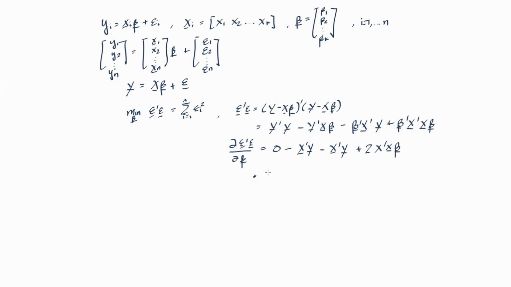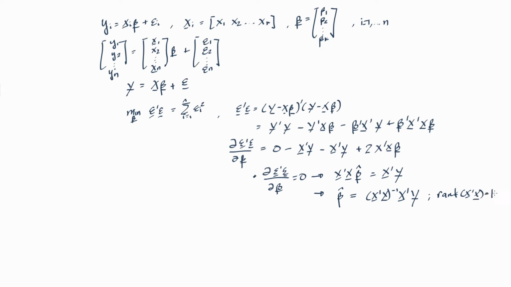And then equating the first derivative to 0, we have X prime X beta hat equals X prime y. And this implies that beta hat equals (X prime X) inverse X prime y, requiring the full rank condition for X, which is the rank of X prime X equals k, the number of columns in the X matrix. And this is our equation A4, which we need in deriving the least squares estimator.